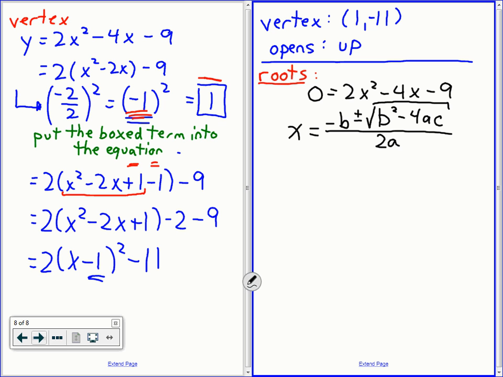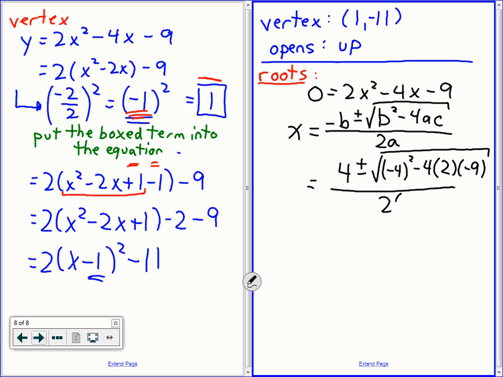Okay, Maddie, what's A going to be, what's B going to be, and what's C going to be? 2 is going to be there. Okay. Negative 4 is... Good. So can you sub those in for me then, please? Since it's negative 8 and then it's a negative 4, can't it just be 4? Yes, it does switch right to 4. Very good. Okay, keep going. Negative 4 squared, minus 4 times 2 times negative 9, divided by 2 times... Awesome.